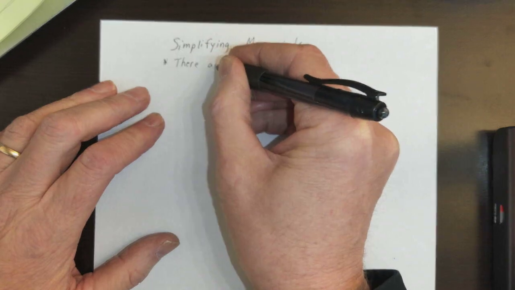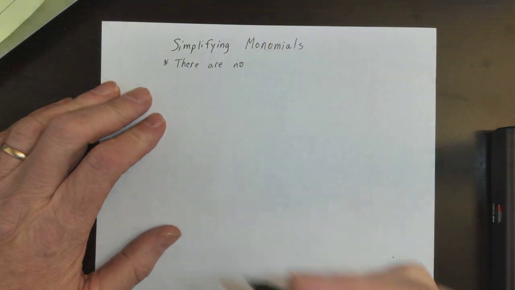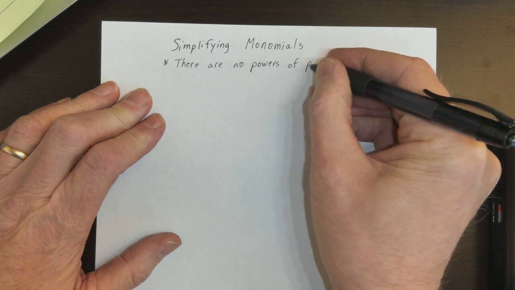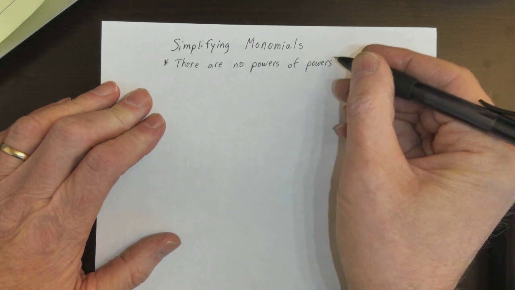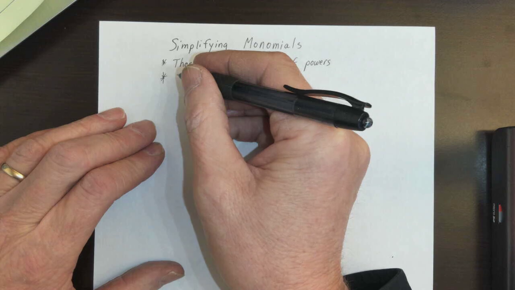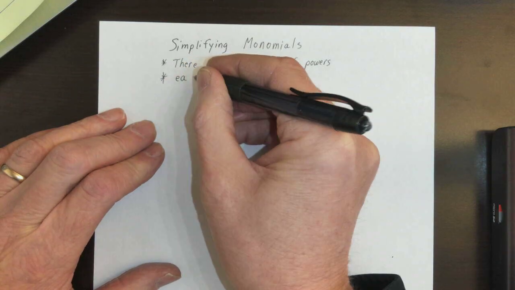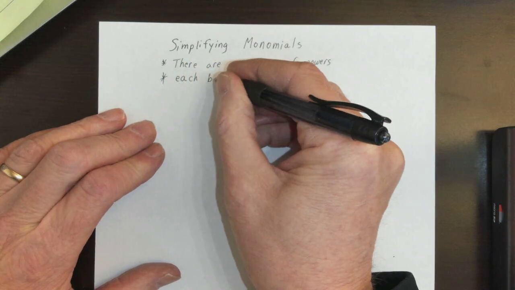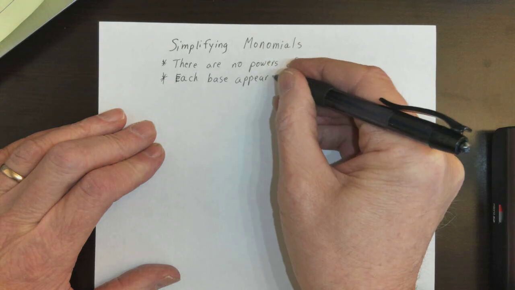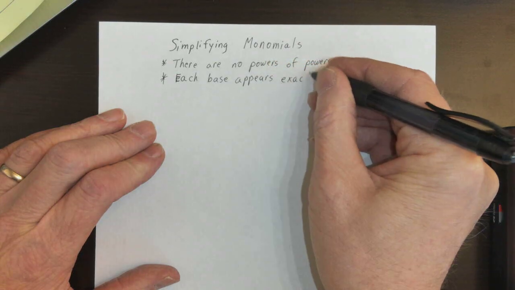There are no powers of powers. Okay, you can go back and look at that property again, how we get it out of that. Each base appears exactly once. I'll capitalize that. Appears exactly once.